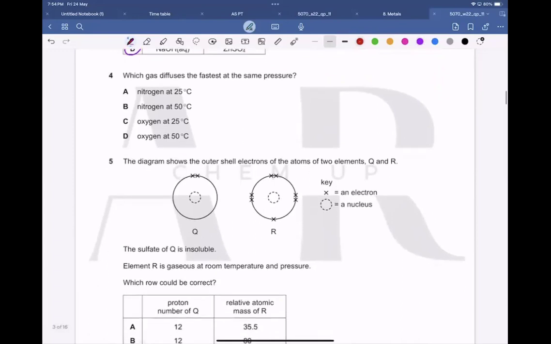Now, question number 4. Which gas diffuses fastest at the same pressure? Okay. Obviously, the gases with the higher temperature would diffuse faster. So with the lower temperature, it goes wrong. Which gas diffuses fastest at the same pressure?